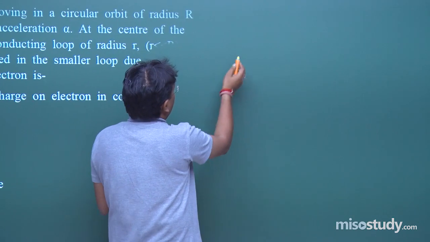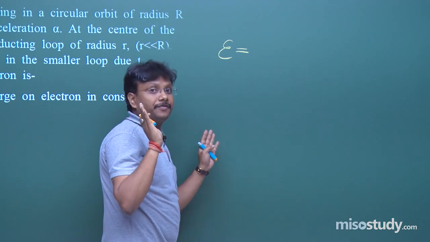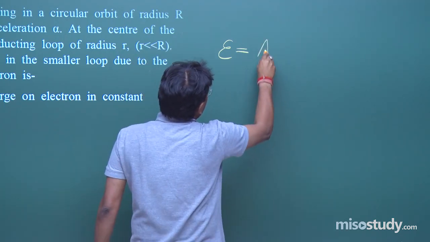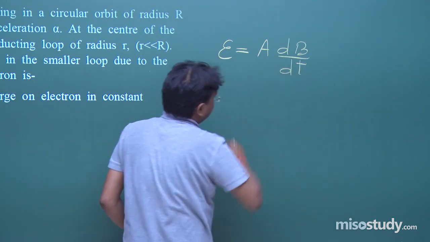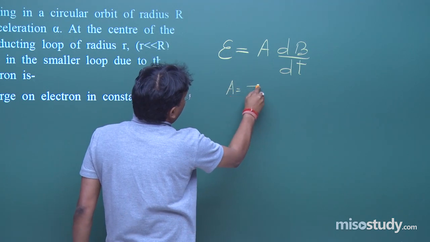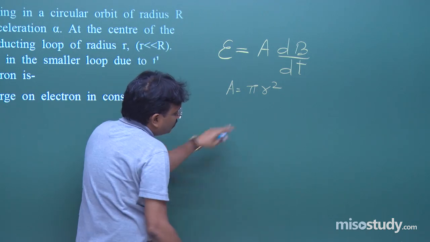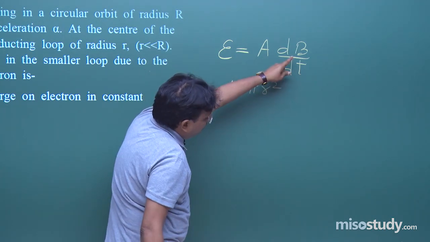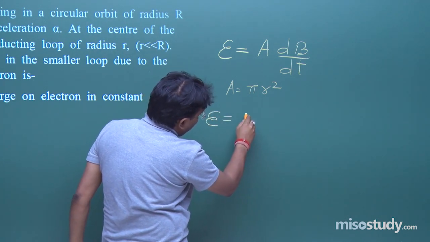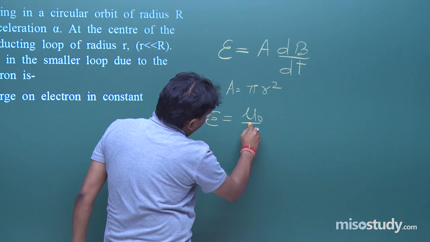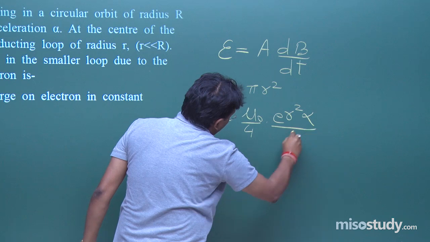Now, let me present over here the formula required for the solution of this problem, that is A dB upon dt. Now, A is equal to pi r square, you know that circular area. So, this B is something that is given as, directly I am writing the formula, that is mu naught upon 4 e r square alpha upon r.